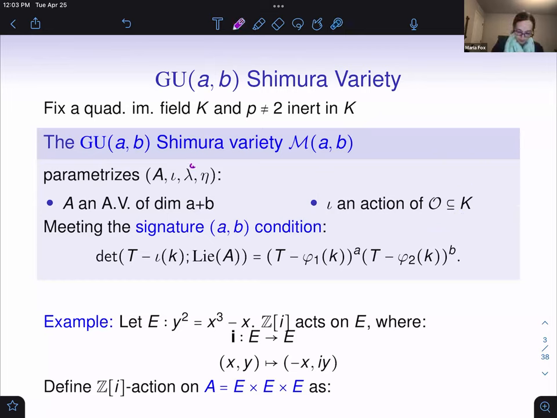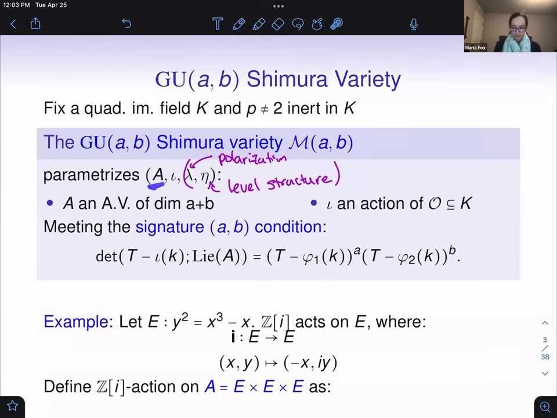They come with other structure too, a polarization and level structure. And if you're curious, the polarization is always hyperspecial at P, and the level structure is always hyperspecial at P and given by a sufficiently small subgroup away from P. But we're going to mostly ignore these two pieces of data throughout the talk. So this is our moduli space.